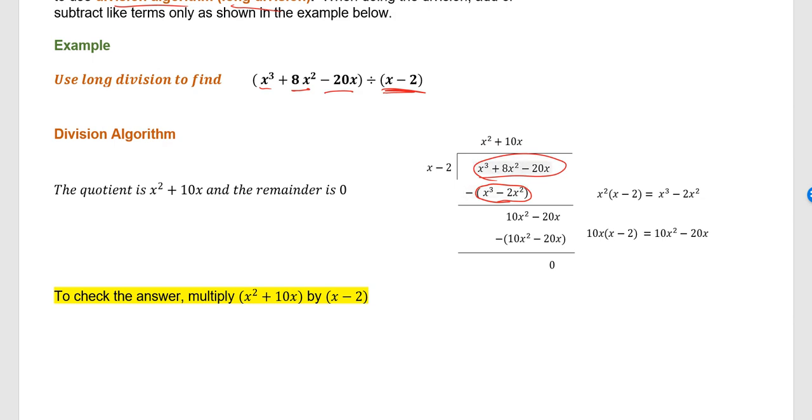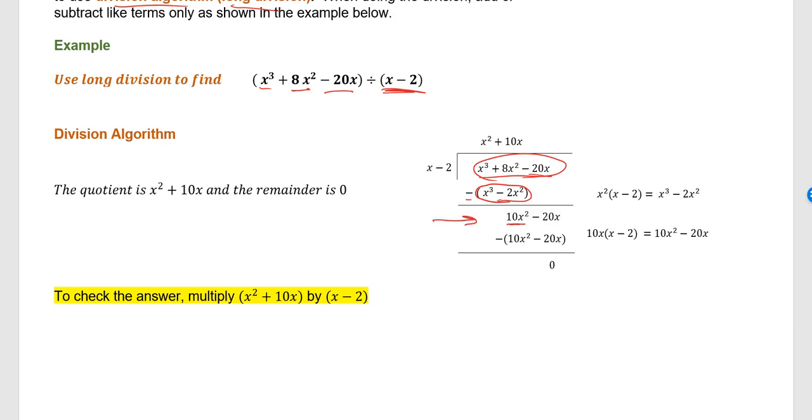So you'll see x cubed minus x cubed is 0. And then 8x squared minus negative 2x squared. Remember, two negatives is a positive. You have to take these into account, which is 8x squared plus 2x squared, which is 10x squared. And then the minus 20x: there's no x term here, so the minus 20x just drops down as is. So you end up with 10x squared minus 20x.